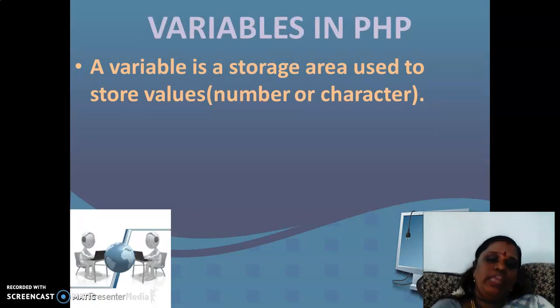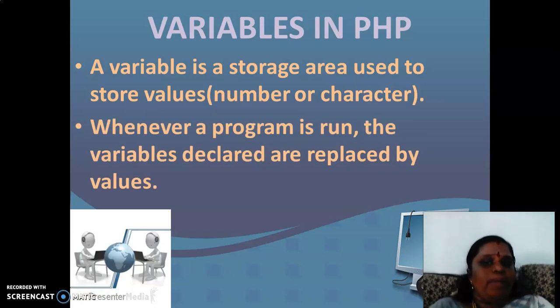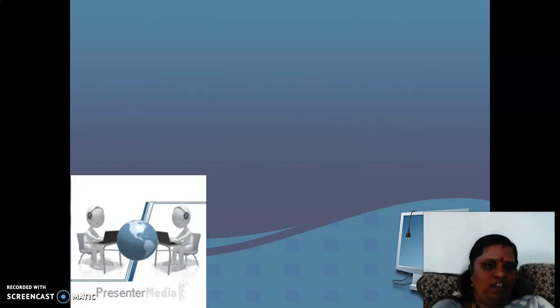And the next one is about the variables in PHP. What is meant by a variable? A variable is a storage area used to store values, that is a number or a character. So whenever a program is run, the variables declared are replaced by the values. It is a storage area used to store the values. Whenever the program is running, the variables are replaced by the values.